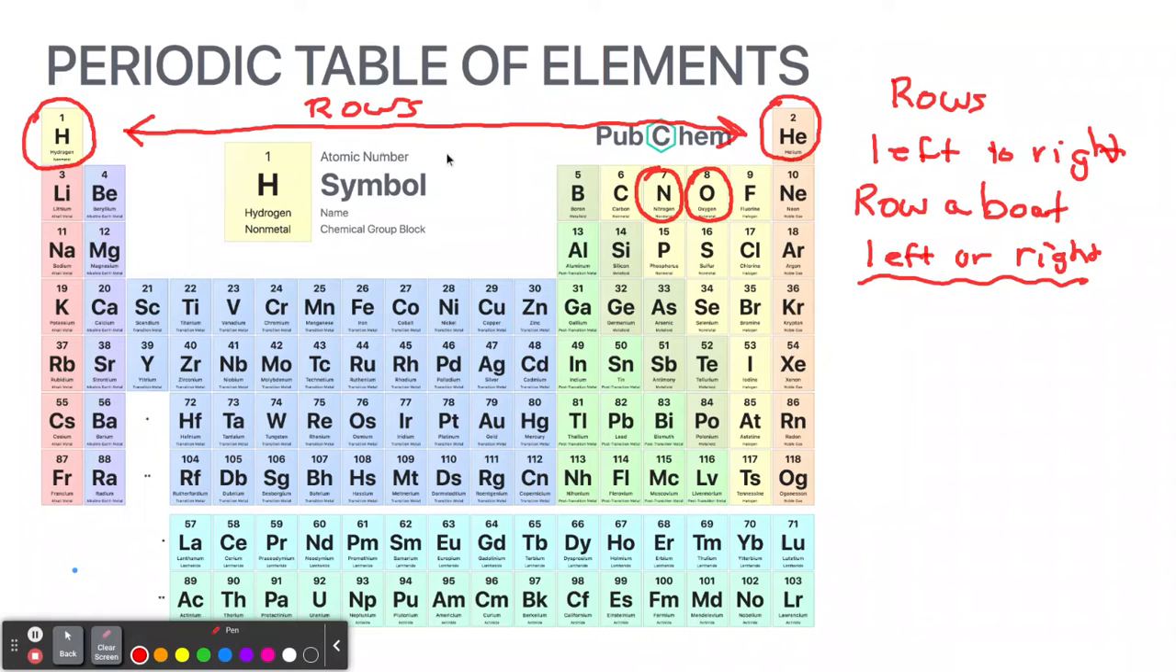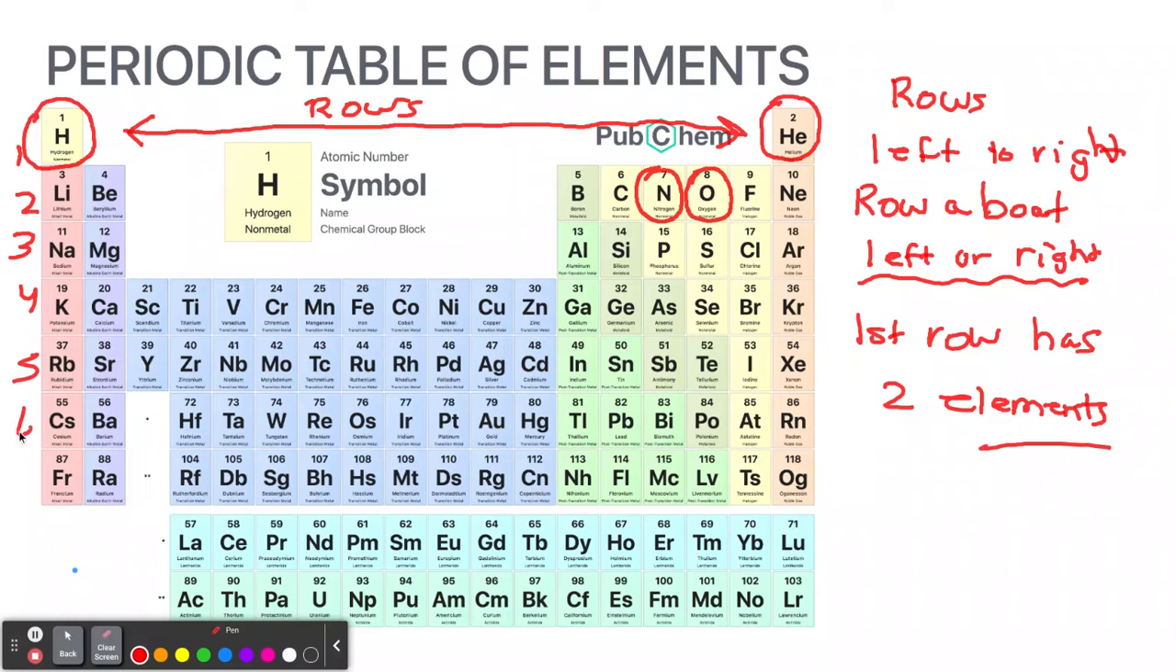So here's the first row. As you can see in the first row, there's only two elements. The first row has two elements. That's it. And then, so this will be the first row, the second row, the third row, the fourth row, the fifth row, the sixth row, the seventh row, and so on. So you can see the rows are left to right. And there's something very important of why they're in the first and second and third row.